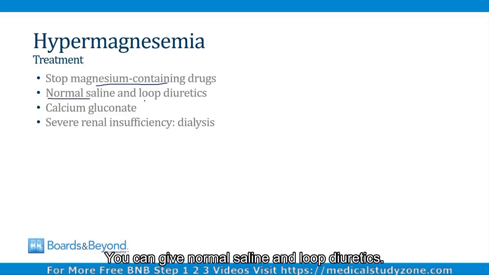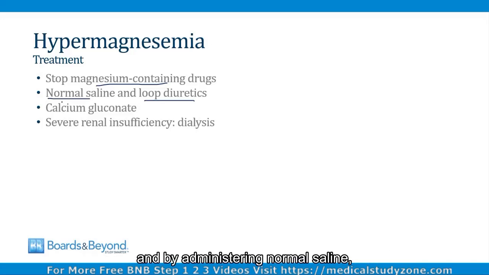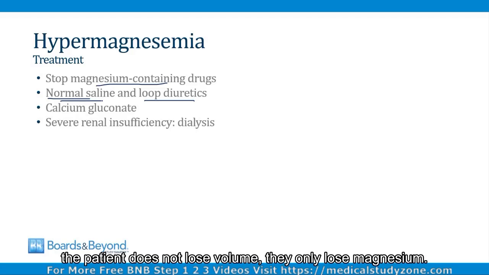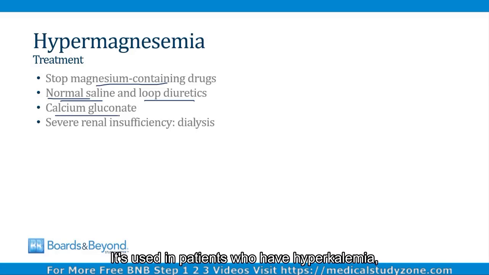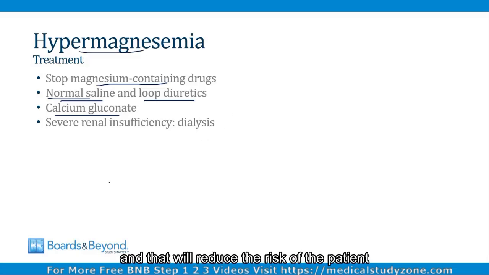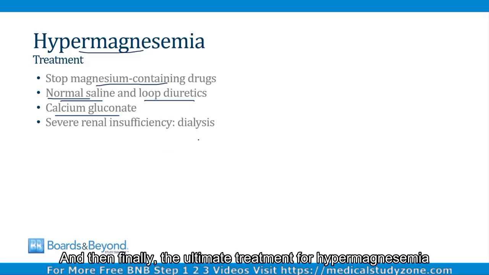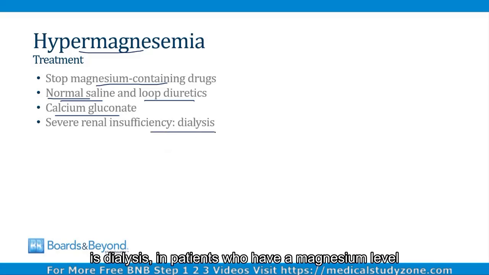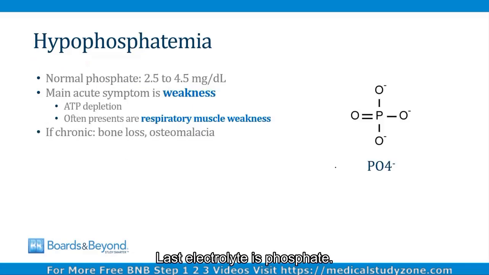You can give normal saline and loop diuretics. Loop diuretics cause magnesium to go out in the urine, and by administering normal saline, the patient does not lose volume, they only lose magnesium. Calcium gluconate stabilizes the myocardium. It's used in patients who have hyperkalemia, but you can also give this in patients who have hypermagnesemia, and that will reduce the risk of the patient developing any cardiac effects of hypermagnesemia. And then finally, the ultimate treatment for hypermagnesemia is dialysis. In patients who have a magnesium level that you can't get down and they have severe renal insufficiency, those patients need dialysis.